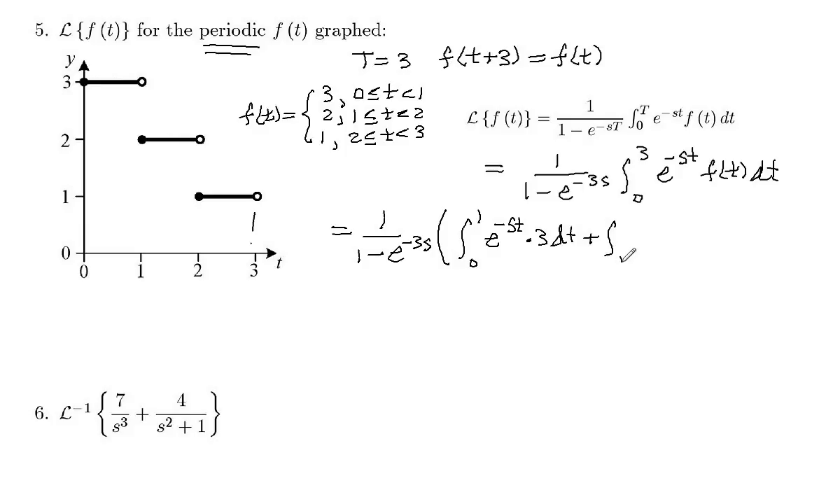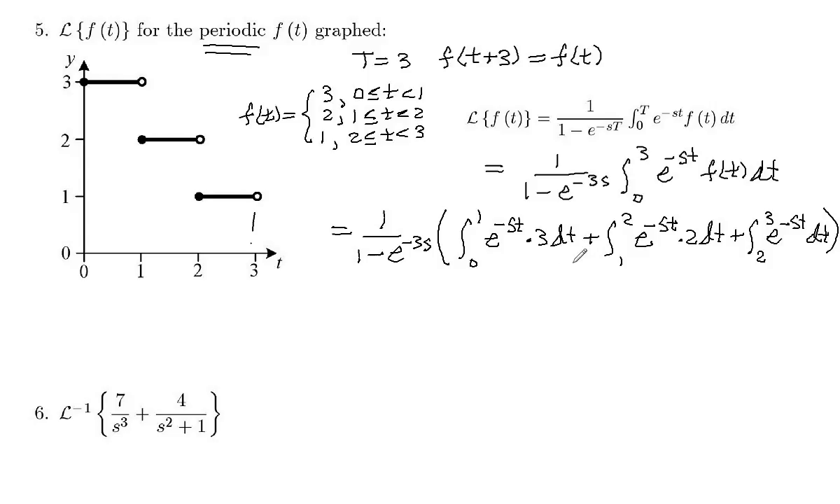plus the integral from 1 to 2 of e to the negative st times our f of t. But if you're between 1 and 2, that's this case, f of t is 2, so times 2 dt, plus the integral from 2 to 3 of e to the minus st. And between 2 and 3 here, f of t is just 1. So this is a 1, so just times 1 dt, or just dt.